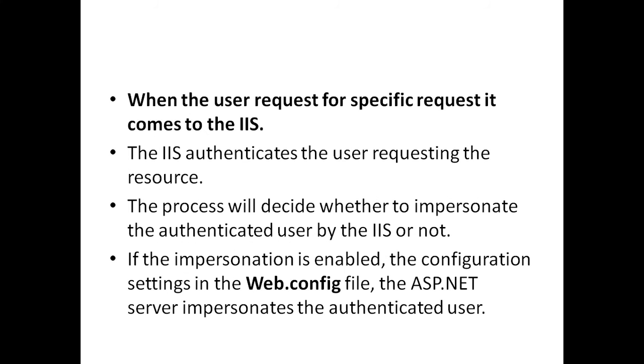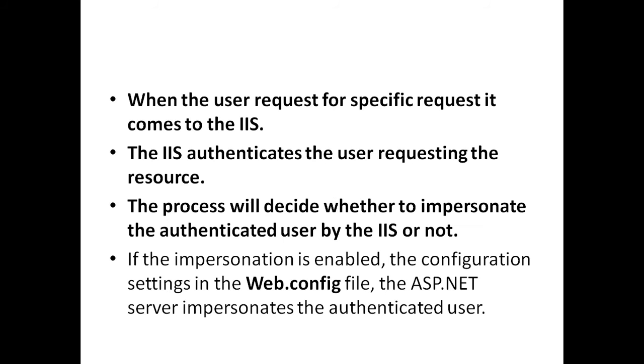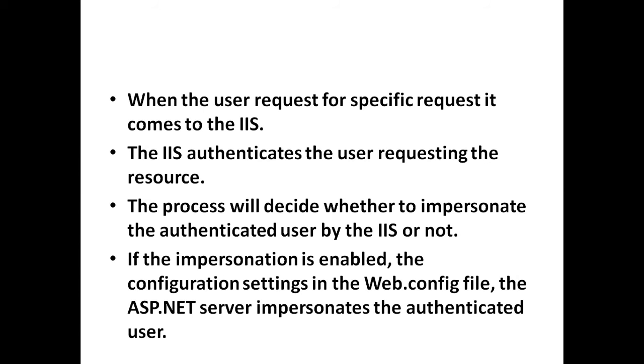When the user requests a specific resource, it comes to the IIS. The IIS authenticates the user requesting the resource. The process will decide whether to impersonate the user authenticated by the IIS or not. If impersonation is enabled in the configuration setting in the web.config file, the ASP.NET server impersonates the authenticated user.